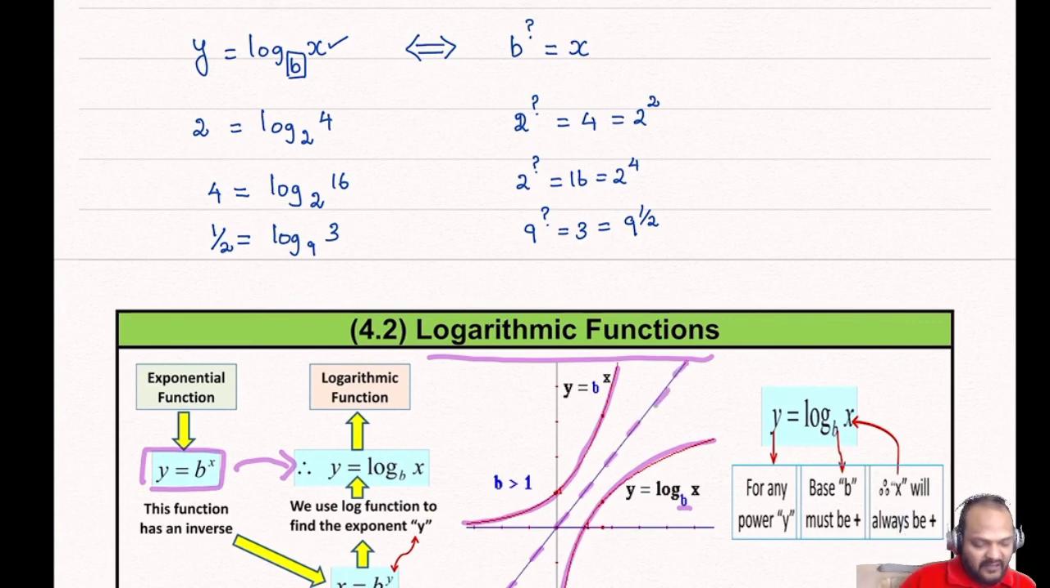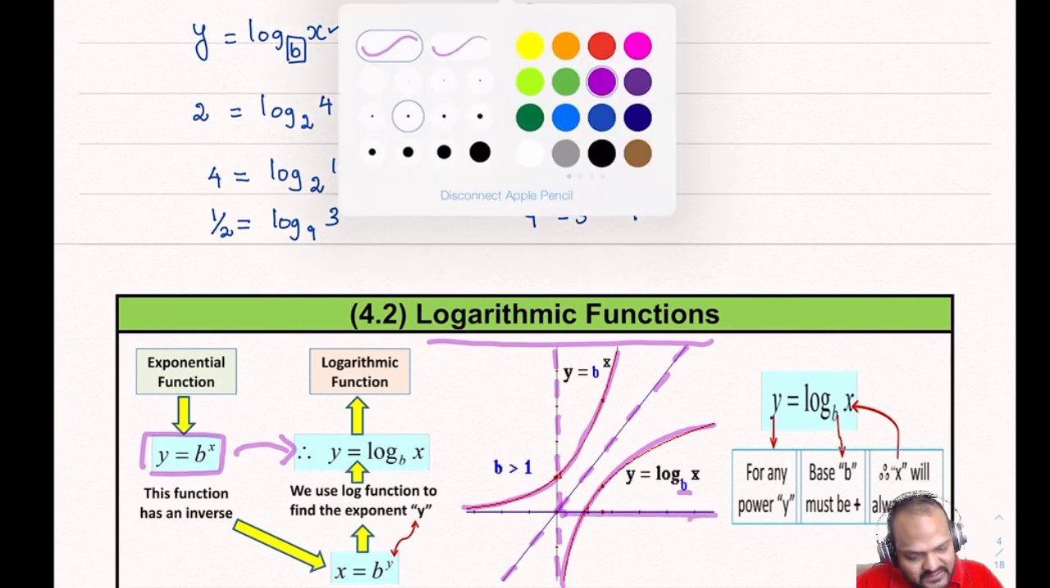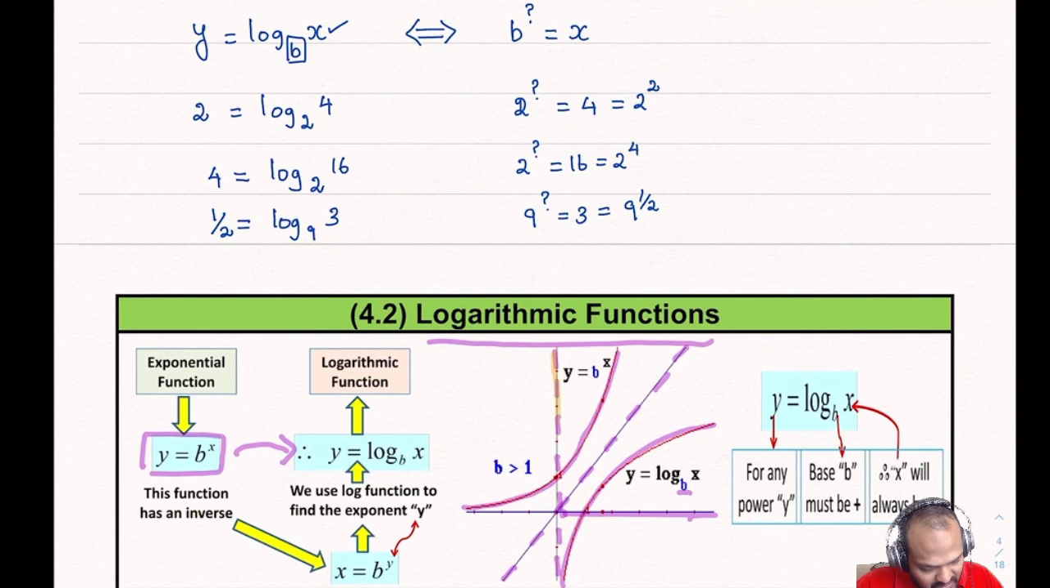By looking at the graph, there are a couple of things that we can observe. Number one, the y-axis seems to be a vertical asymptote. Number two, the graph does not intersect it, so it looks like the domain is somewhere here, the x values are somewhere here, and the range seems to be the entire y-axis. So these are things that by just looking at the picture we can observe.